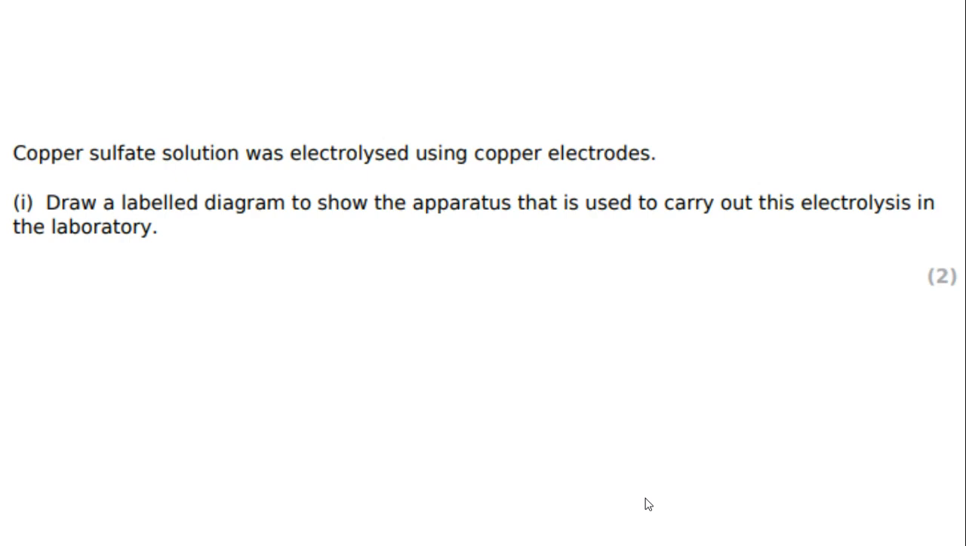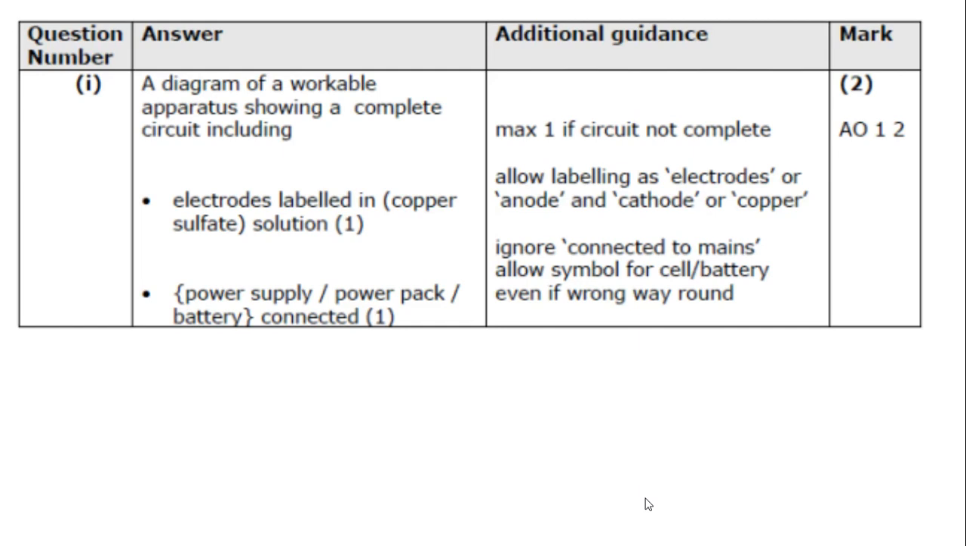And the question says, copper sulfate solution was electrolyzed using copper electrodes. Draw a labeled diagram to show the apparatus that can be used to carry out this electrolysis in the laboratory. All we're after here is a diagram showing a complete circuit, emphasis there on the complete circuit. It must have electrodes and it must have a power pack.